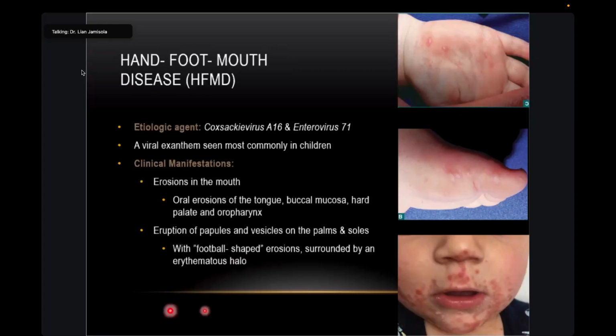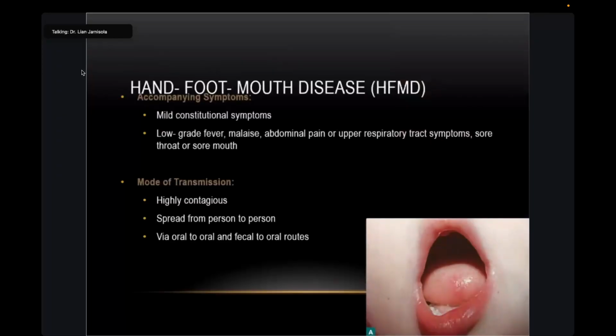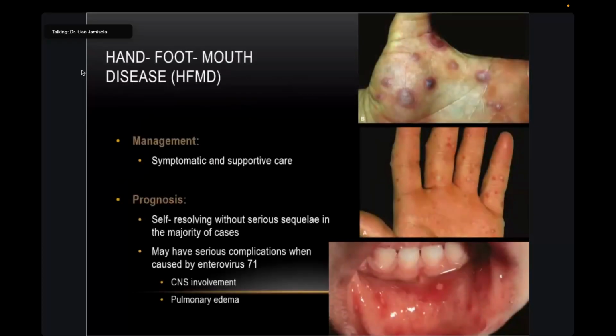So characteristic of the vesicles is the football-shaped erosions surrounded by an erythematous halo. So hindi siya dewdrop on a rose petal. It's football-shaped vesicles with erosions. Okay, patients may have mild constitutional symptoms like low-grade fever, malaise, abdominal pain, or upper respiratory tract infections. It's highly contagious. That's why kids nga sa classroom, pag mayroon nagkaroon ng isa, madami agad, no? It's spread from person to person via oral-oral and fecal-oral routes. Management: symptomatic and supportive care.